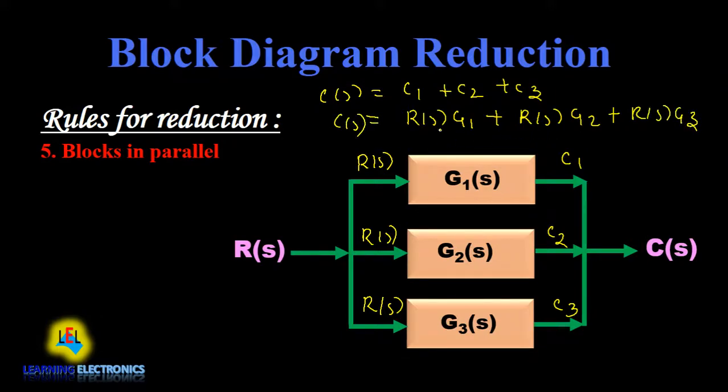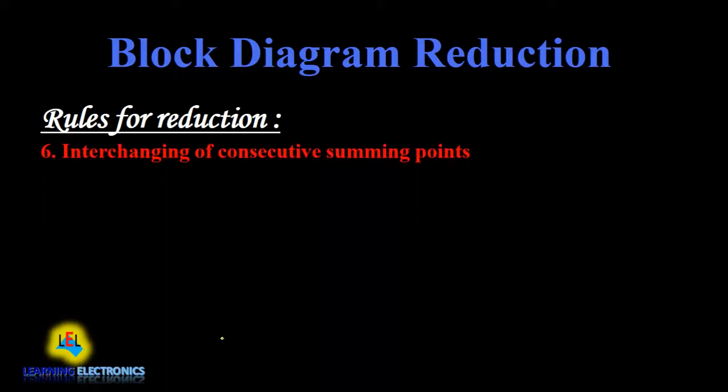So when we solve this equation by taking R(s) common, we get C(s) by R(s) is equal to G1(s) plus G2(s) plus G3(s). So whenever the blocks are in parallel, the overall transfer function will be equal to the summation of the individual transfer functions. Next is interchanging of consecutive summing points.